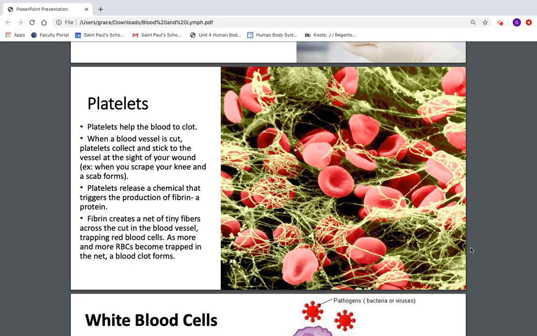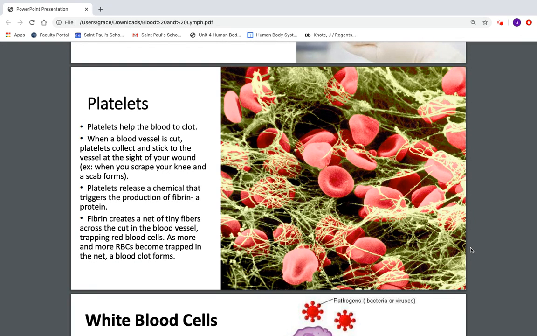So for example, when you're riding your bike, you fall over, you scrape your knee. Before a scab starts forming, the blood actually coagulates. So it clots. It stops being as liquidy and becomes more jelly-like, and eventually hardens into a scab.